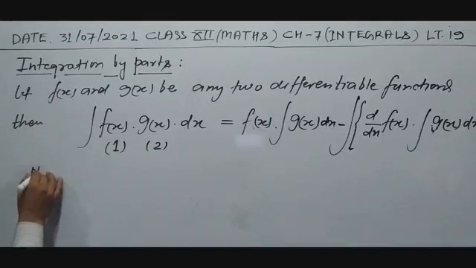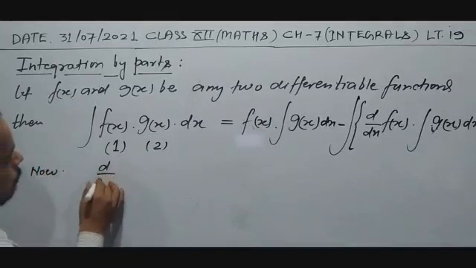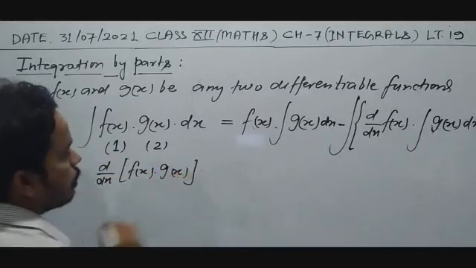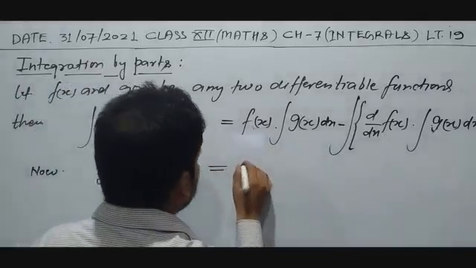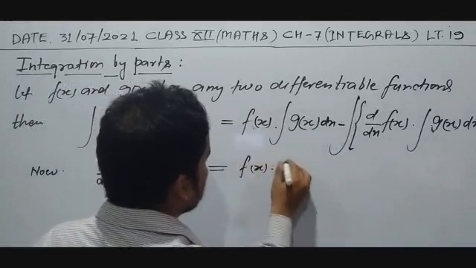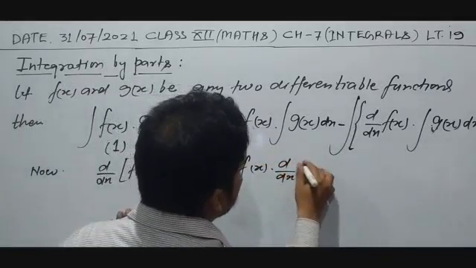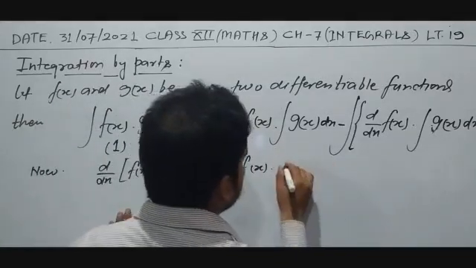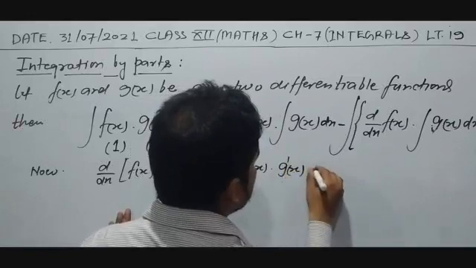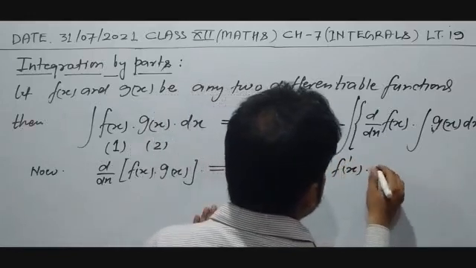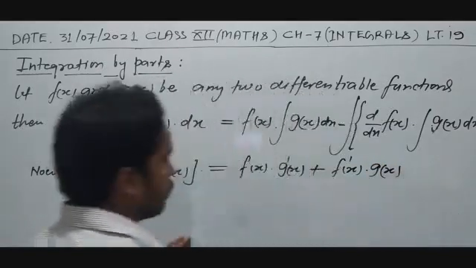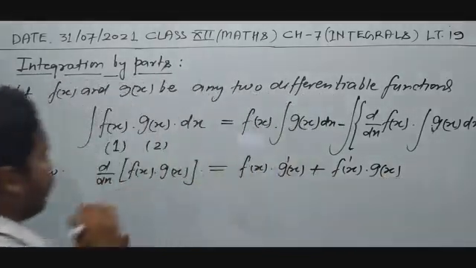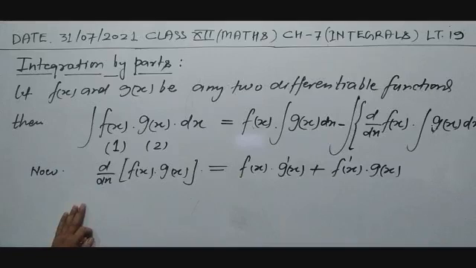So now d by dx of f(x) into g(x), you can write: the first function into the differentiation of the second function, g dash x, plus f dash x into g(x). Now this is the formula to find the differentiation of the product of two functions.